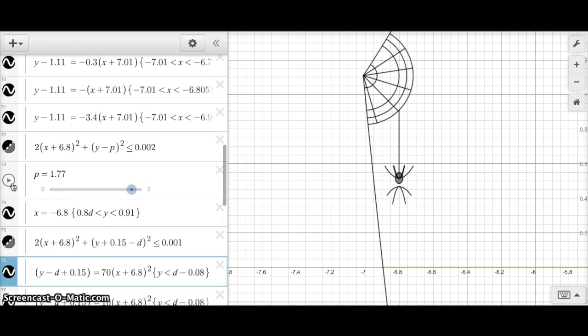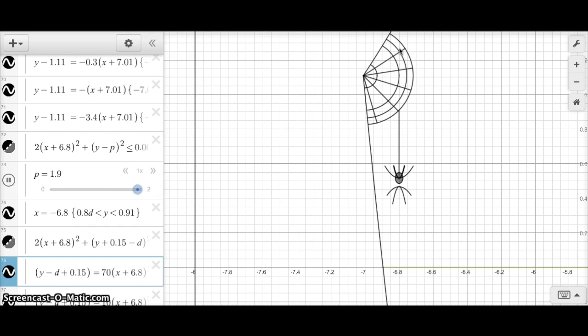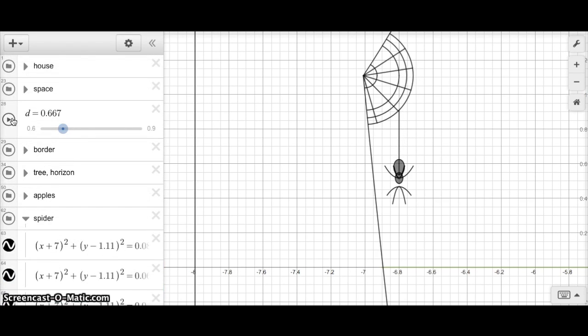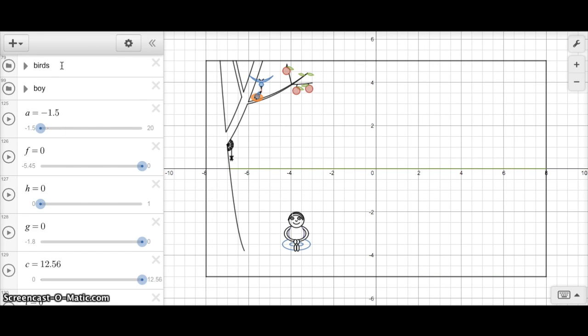Okay, so just hitting P, that deals with the other body part, which is currently off the screen, but about to come back down. And if I go back to the D, this one controls all these parts right here. Hitting play, you can see it's all moving. And that's the moving spider. Okay, so next we'll focus on the birds.